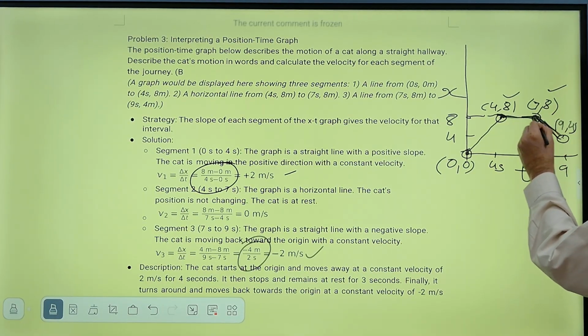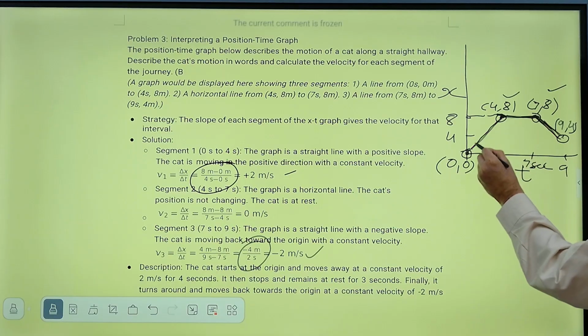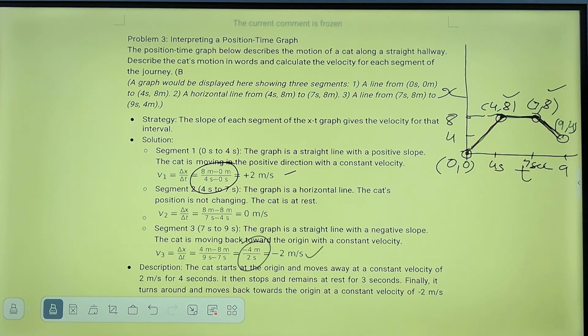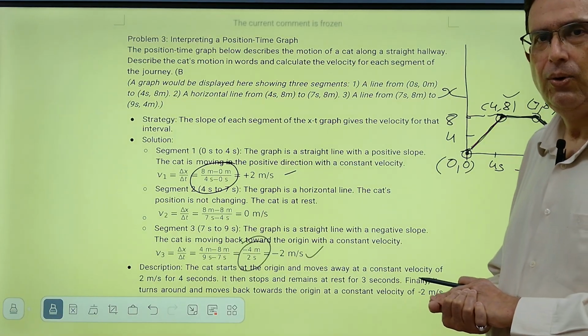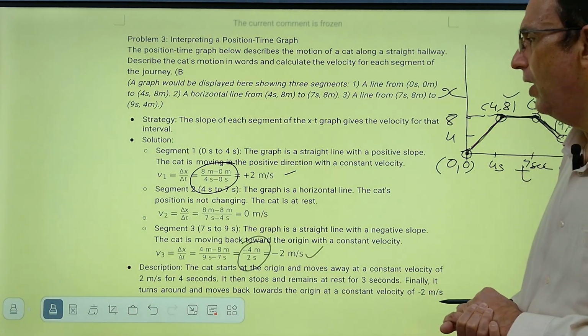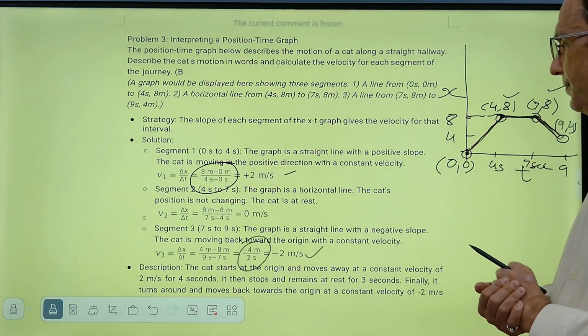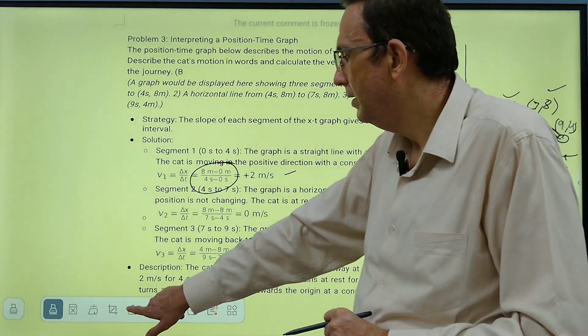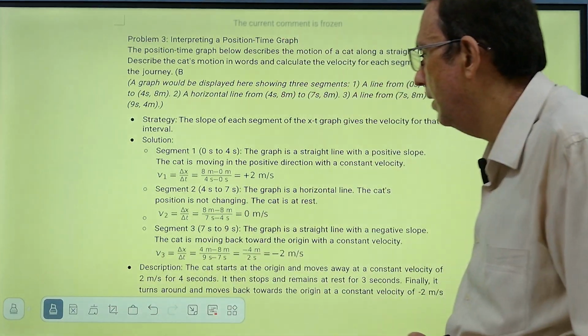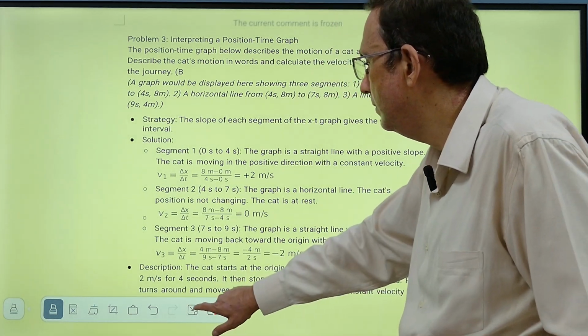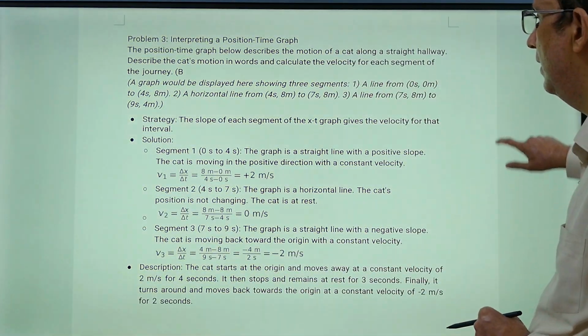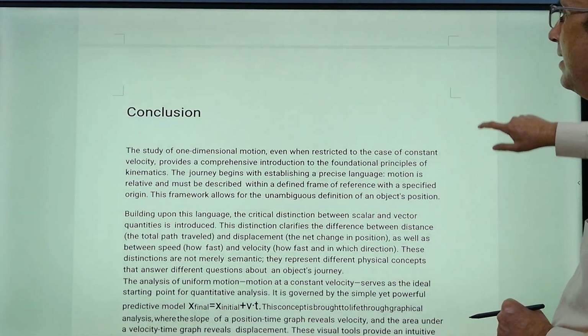Okay, so we have calculated the velocity of each one of the 3 different segments. Graphically, we are able to understand what was the nature of the motion of this particular object, which is a cat right now, and how it moved. Okay. So let us conclude here.